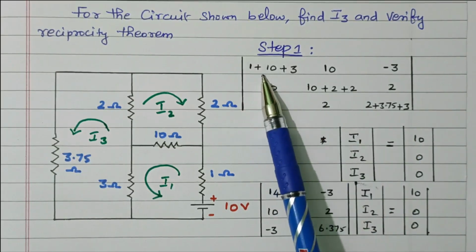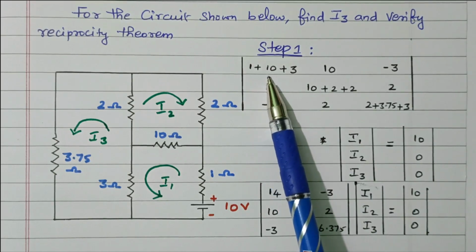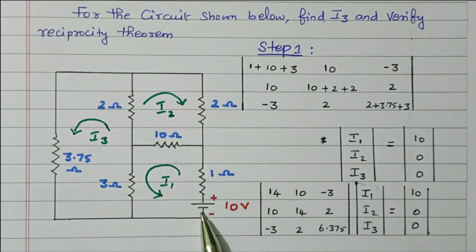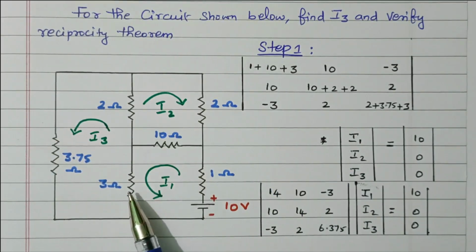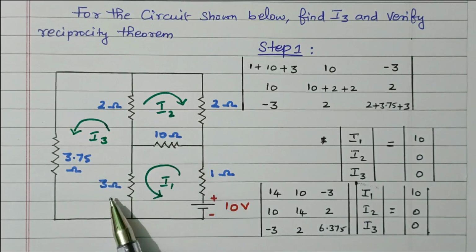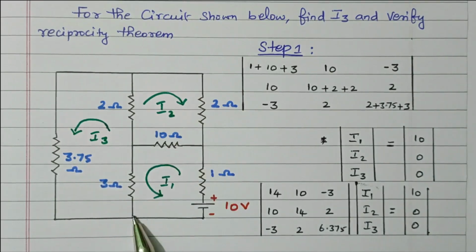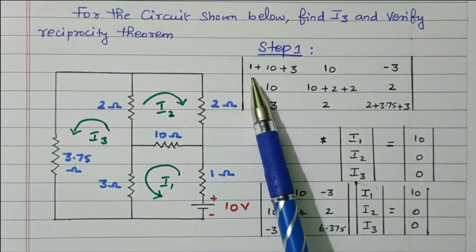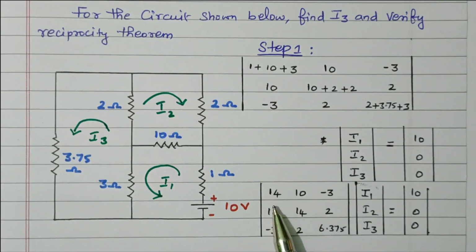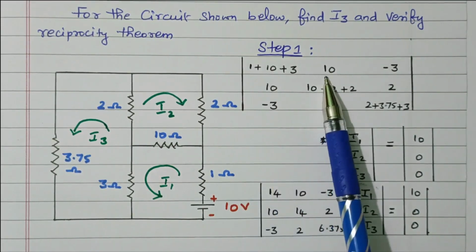What is this first one? This is R11. R11 means the sum of the resistances available in loop 1. So 1 plus 10 plus 3. These three resistors are available in loop 1. So 1 plus 10 plus 3 is 14.